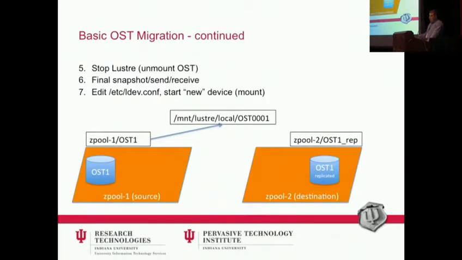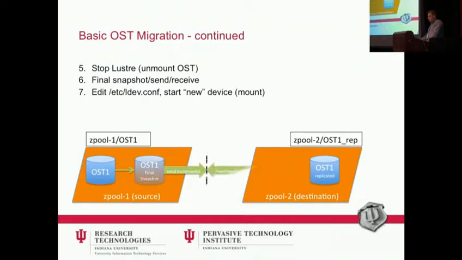So when you're ready for that final sync, when you've done enough iterations that you're comfortable, you would stop Lustre, you would unmount your OST in question so that there are no changes occurring. It's completely unavailable. You would perform your final snapshot send receive operation, which again should be an incremental. It's your last incremental.